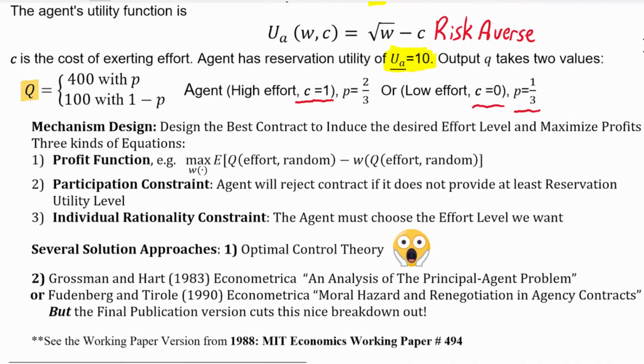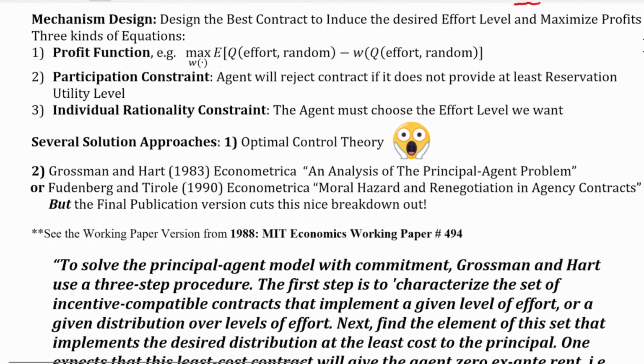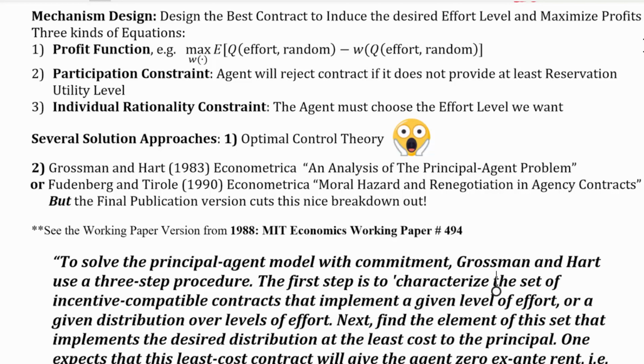So let's discuss in general how we can solve these kinds of problems. What we're talking about here is a field of game theory and economics called mechanism design. In mechanism design, we want to design the best contract that induces the desired effort level. So what kind of effort level do we want from this agent? Do we want them to work hard or not? It depends on the payoffs, and it depends on the costs involved. So we're going to have to answer that question. And this contract we want to select in order to maximize profits.